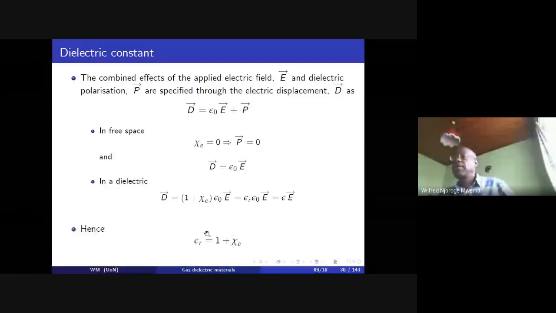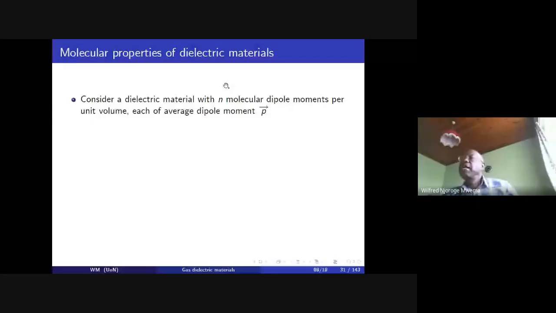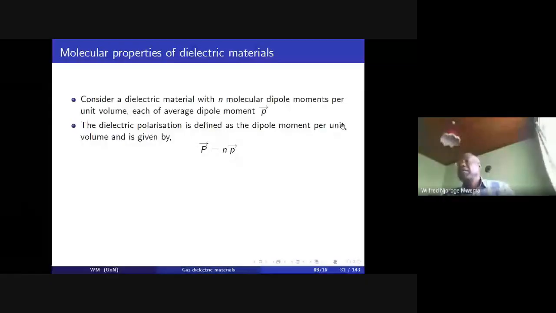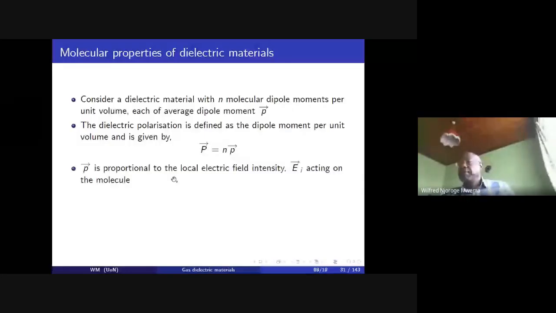constant. We look at the molecular properties of the dielectric materials, and we consider a dielectric material with n molecular dipole moments per unit volume, each of average dipole moment P. The dielectric polarization is given as n multiplied by P, that will be proportional to the local electric field intensity E_l that is acting on the molecule.